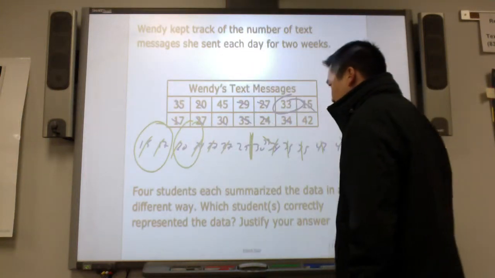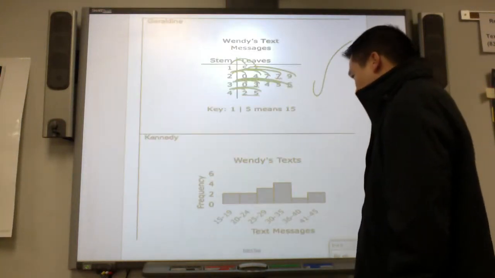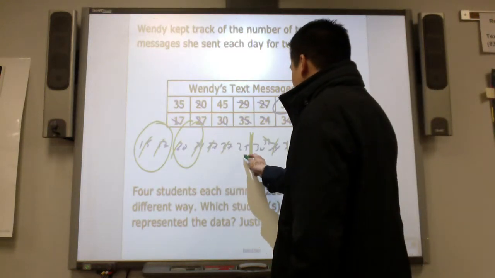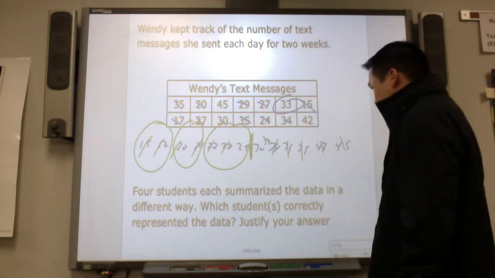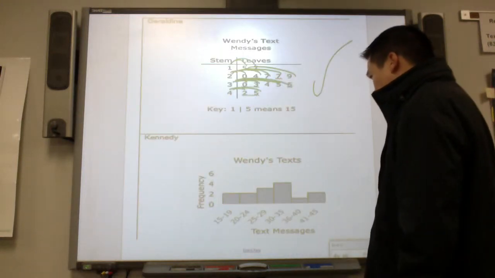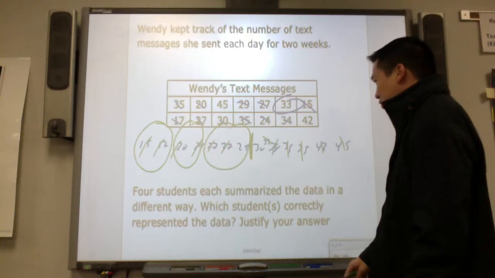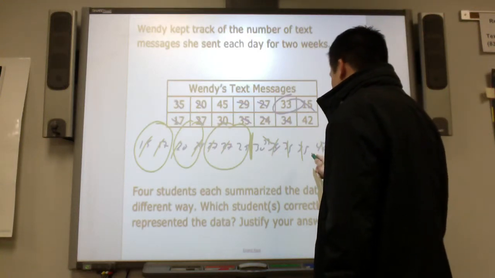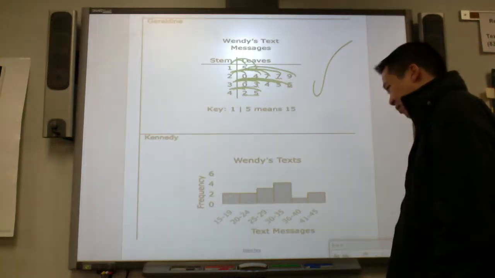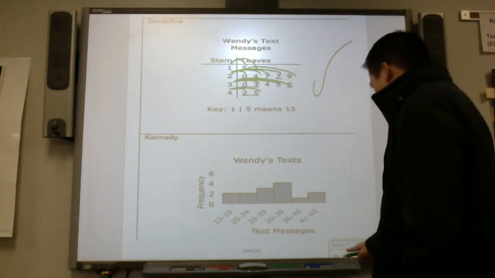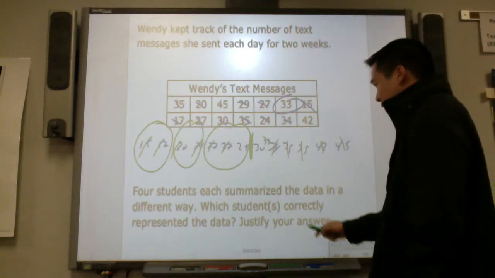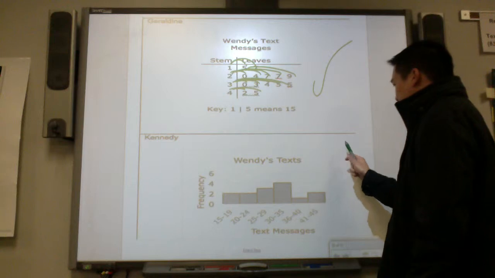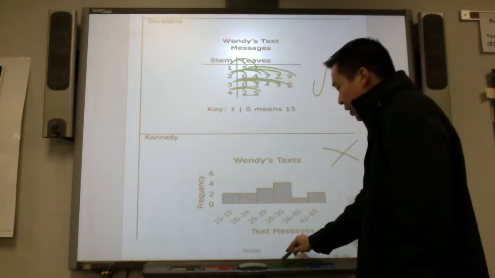That is correct. Kennedy says there are three numbers between 25 and 29. That is correct. Kennedy says there are four numbers between 30 and 35. 1, 2, 3, 4, 5. Wait. Let's go again. Am I miscounting? 1, 2, 3, 4, 5. Ooh, sorry, Kennedy. Wrong. So Charity and Mary did a great job.